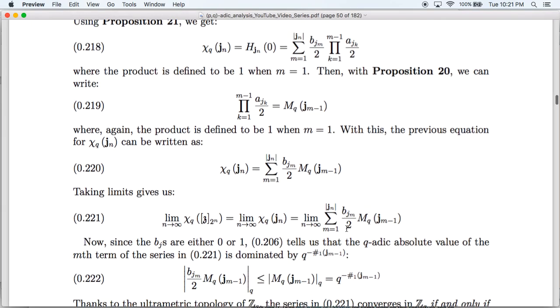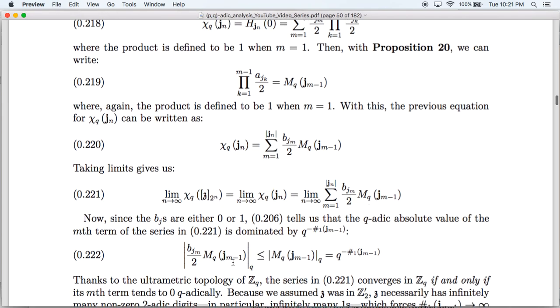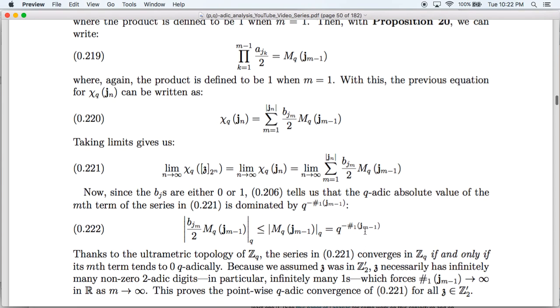So if we take the q-adic absolute value of this expression, since q is odd and 2 is even, this is less than or equal to that, which as we saw is q to the number of 1s in j_m minus 1. This is the number of 1s in z mod 2^m minus 1. Since z is in Z_2', z has infinitely many 2-adic digits, and so it's going to have infinitely many 1s, and so the number of 1s in the string representing z mod 2^m minus 1 is going to tend to infinity as m goes to infinity.